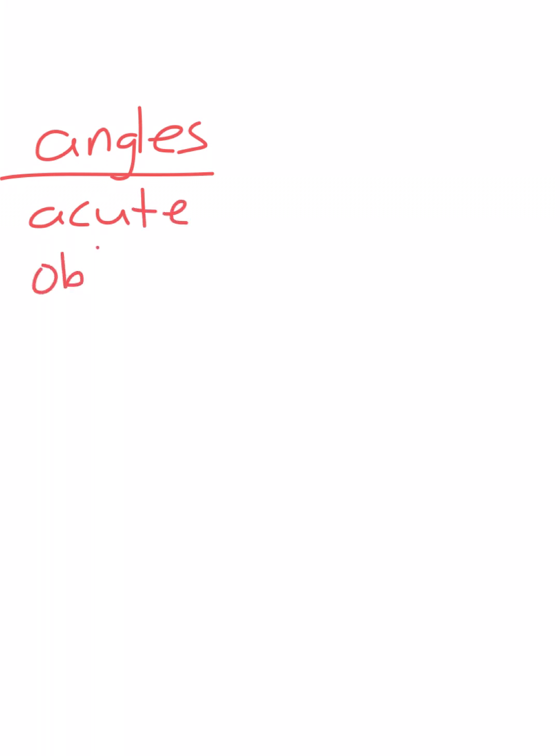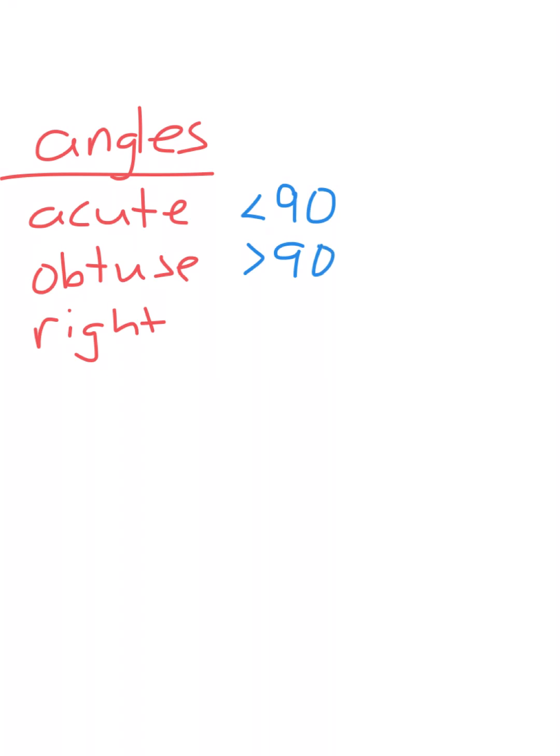Acute, obtuse, and right. Acute angles. What does a triangle have to have in order to be acute? Less than 90. How many have to be less than 90? All 3. Okay, what about obtuse? Bigger than 90. How many have to be obtuse? Only 1. Okay, and what about right? What's a dead giveaway? The box, which means 90.